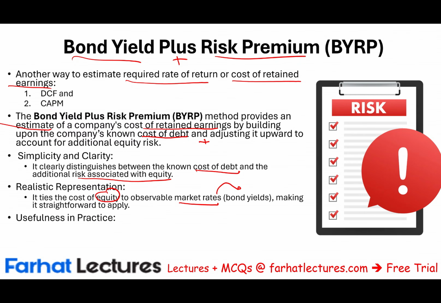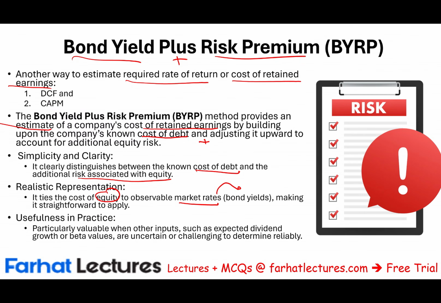And it's useful in practice, especially when you don't have information on the dividend growth or the dividend of the company. Let's assume the company doesn't pay dividends. We have no information about the beta value that we use for the CAPM and the dividend growth for the DCF, and uncertain or challenging to determine the reliability. Therefore, it's a practical and easy way to compute the required rate of return or the cost of retained earnings. Let's go ahead and dive deeper into the computation, the limitation.